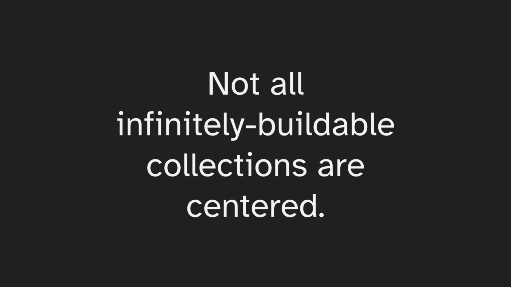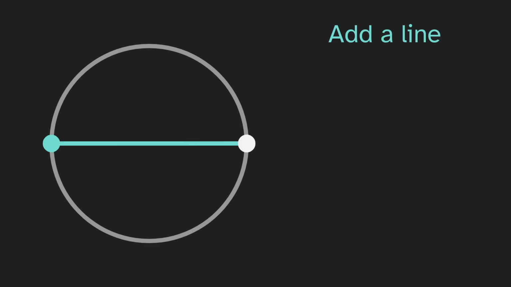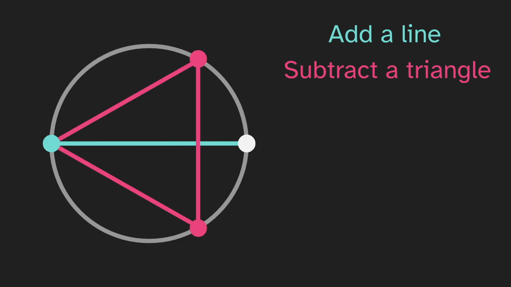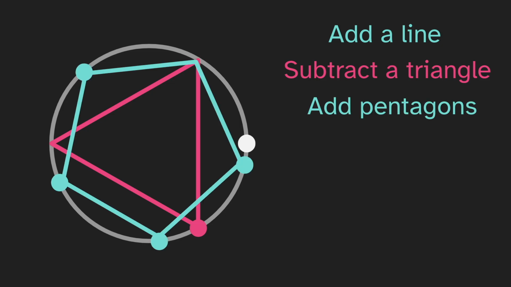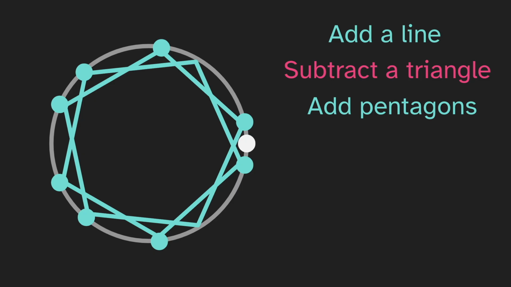And a great example of this is this collection. This is infinitely buildable, just 1 point. So how do we do it? Well, we add a line through that point. And now we have an extra point, so we will subtract a triangle to get rid of that point. But now we have 2 negative points that we don't want, so we will add pentagons to cancel them out.